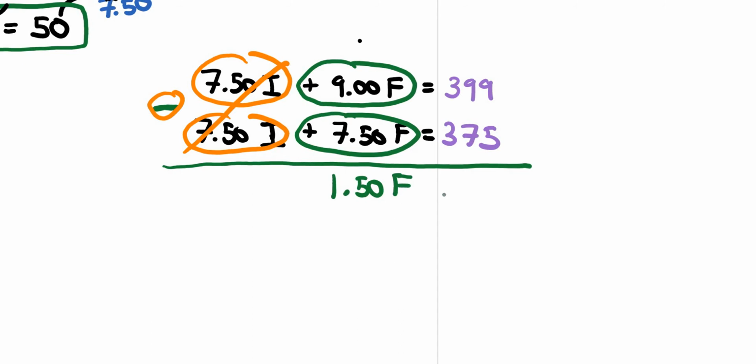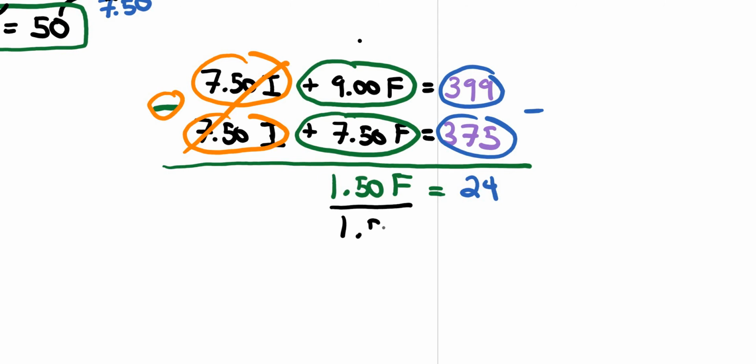Oops, 750 F. And on the right hand side, if I do 399 minus 375, that's going to be 24. Now I can divide both sides by $1.50. So 24 divided by $1.50 is going to be 16. So there's 16 kilograms of French coffee.